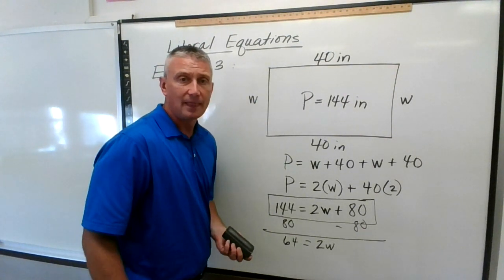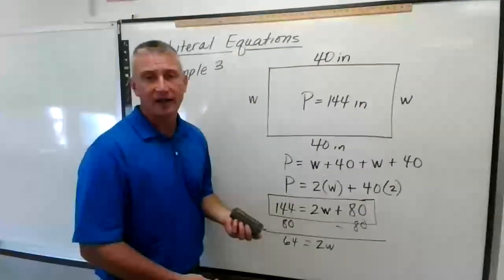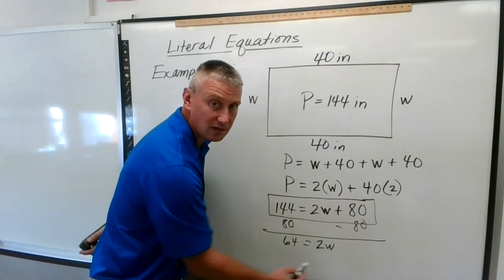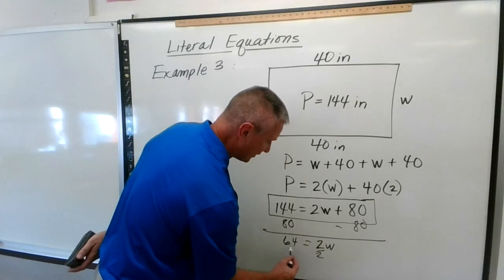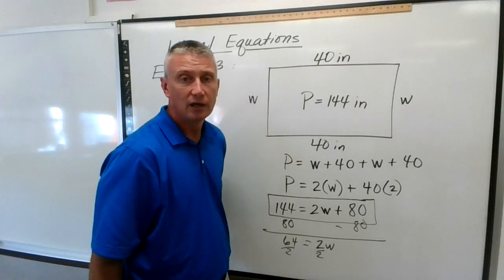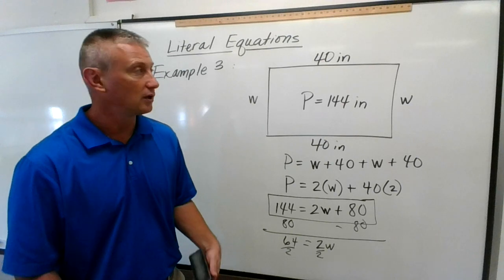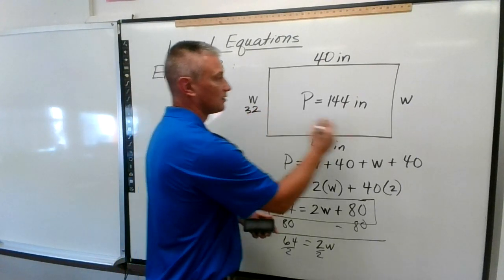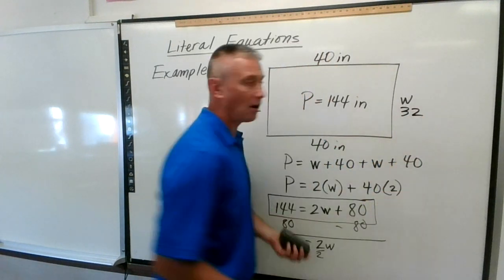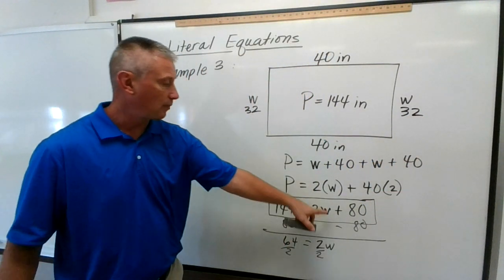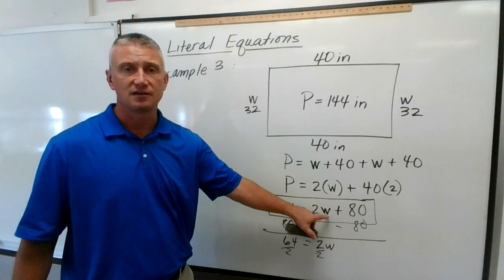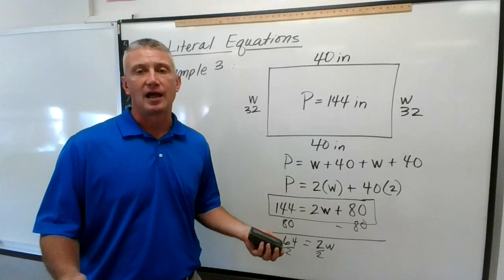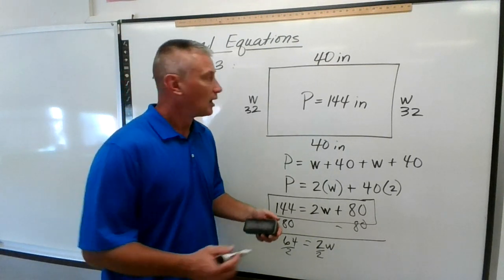64. And then I have to divide both sides by 2 because I have to get rid of the 2, and this is a multiplication expression. So divide by 2 and divide by 2, and that will tell us that W will equal 32. So if W equals 32, and I want to know if I'm correct, I could go back here. 2 times 32 is 64, and 64 plus 80 gives you 144. So I know that I am correct. I know that I am right.